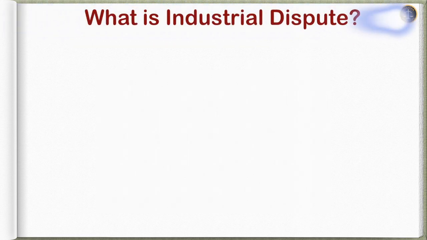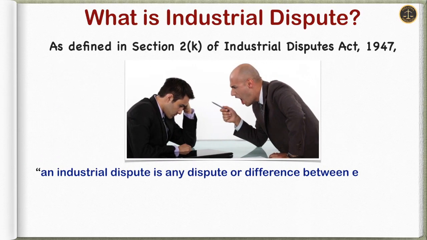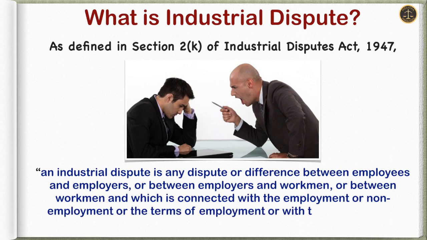First of all, what is an industrial dispute? As defined in Section 2(k) of the Industrial Disputes Act 1947, an industrial dispute is any dispute or difference between employers and employees, or between employers and workmen, or between workmen and workmen, which is connected with the employment or non-employment or the terms of employment or with the conditions of labor of any person. So it means that a conflict or difference of opinion between management and workers on the terms of employment is known as an industrial dispute.